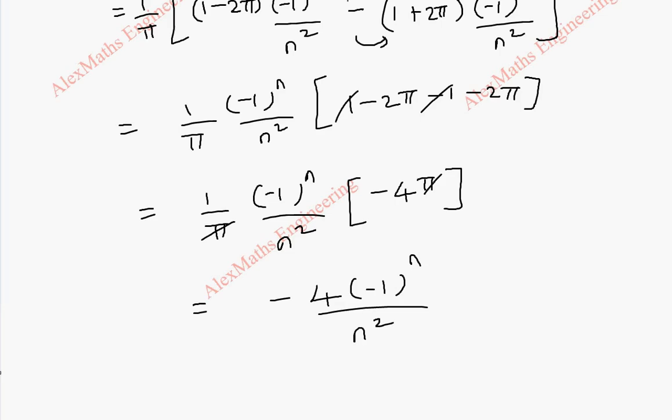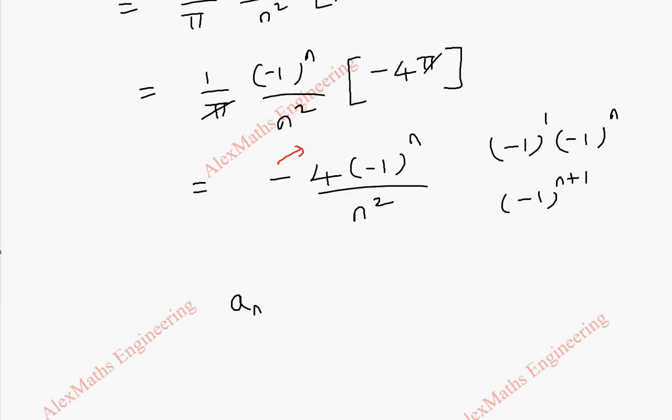But this minus is actually minus 1, and already we have minus 1 whole power n. So it is minus 1 power n, and when I combine, it becomes power n plus 1. So an value finally is 4 into minus 1 whole power n plus 1 by n square.